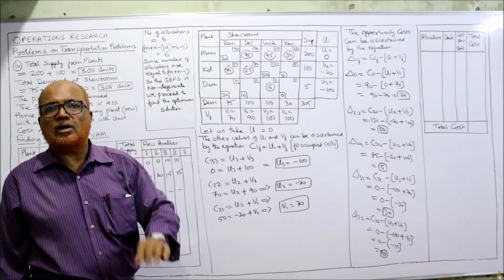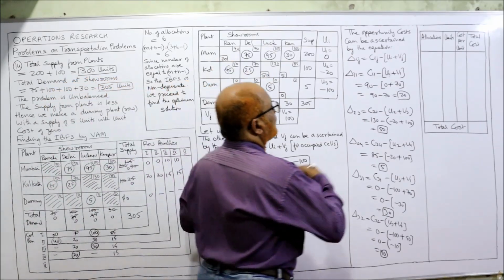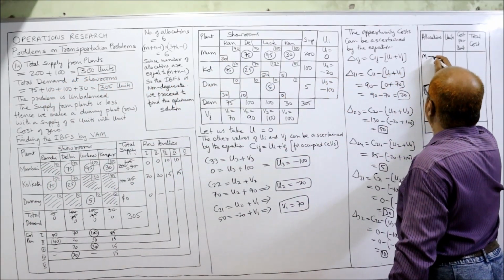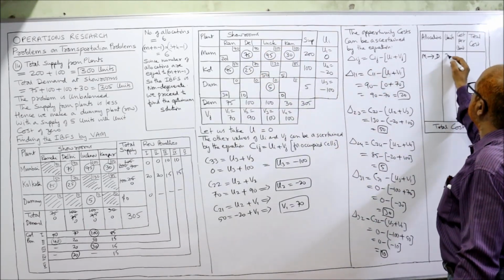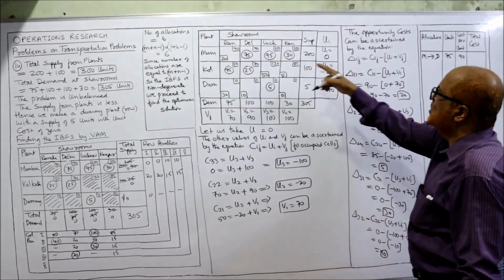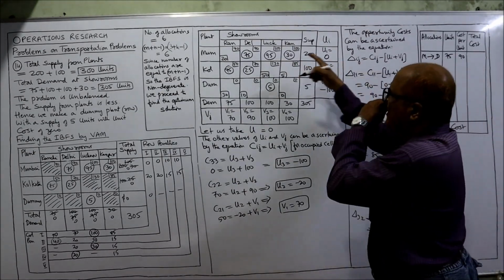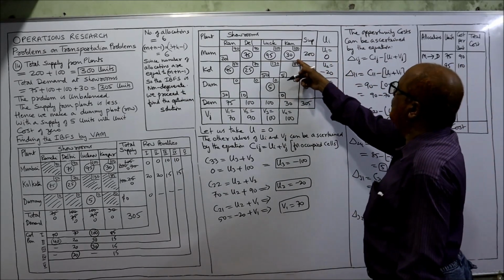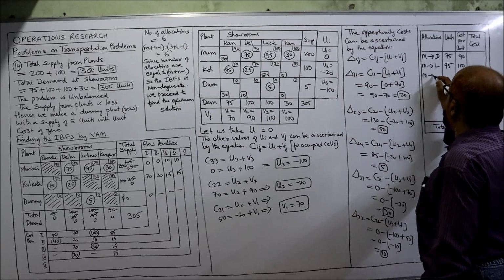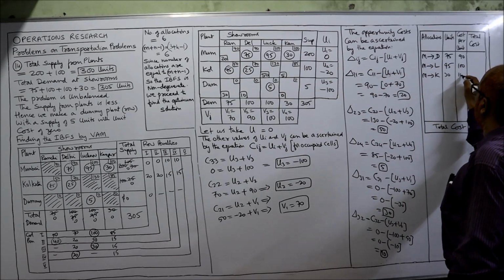So how to find out the total cost? Now first allocation is Mumbai to Delhi. Mumbai to Delhi, 75 units, 90 rupees. Mumbai to Lucknow, 95 units, 100 rupees. Mumbai to Kanpur, 30 units, 100 rupees.